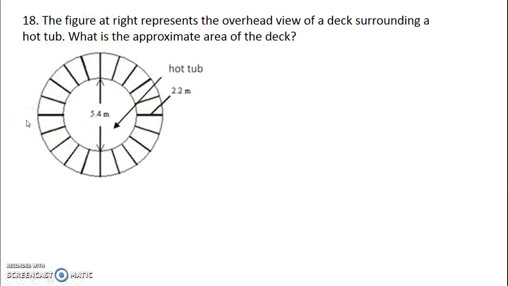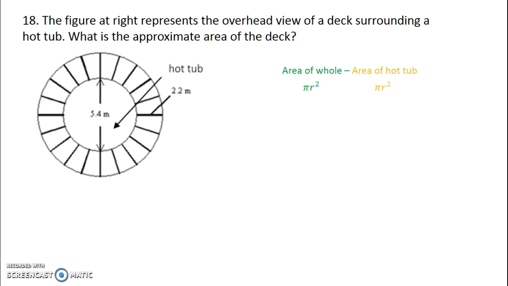The whole thing, like if you filled in the hot tub with decking, is a circle. The hot tub itself is a circle. We just need to take the whole thing and take out the hot tub. So it's a circle, so we're going to use pi r squared. So we need to ask ourselves, well, what is the radius of the entire thing?